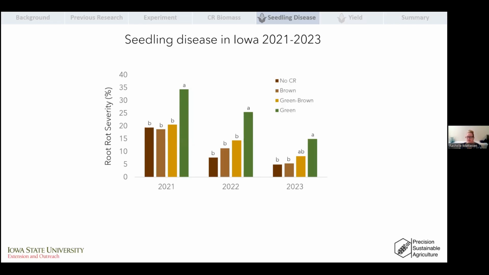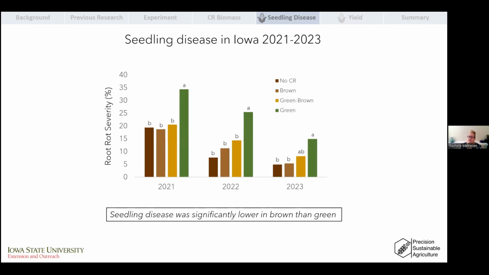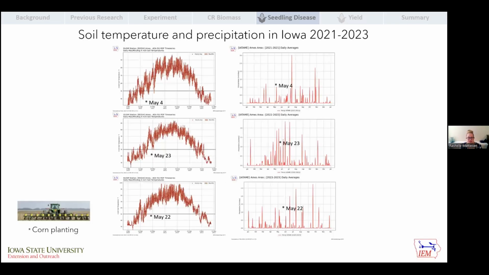So on the y-axis is root rot severity, and on the x-axis is the year. What we found is that seedling disease was significantly lower in the planting brown compared to the planting green for all 3 years, as you can see. But there's also a trend of lower seedling disease each year as you go from 2021 to 2023, which I will mention now.